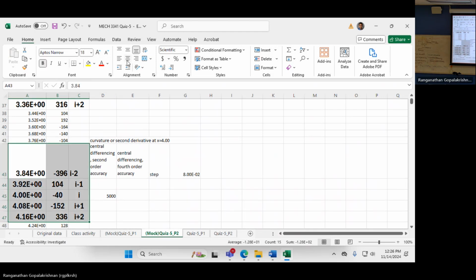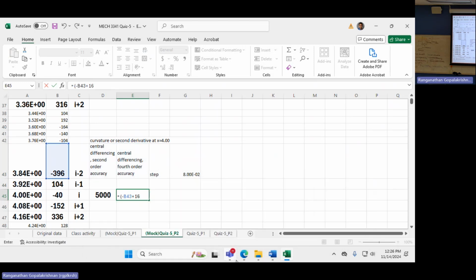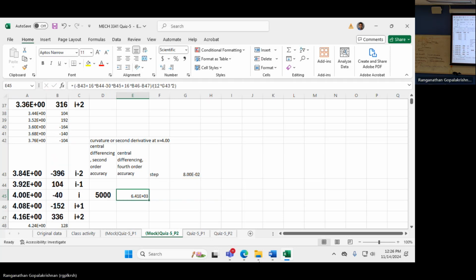I want to get the slope here using this updated formula, which I just have to punch in: minus fi minus 2 plus 16 times fi plus 1 minus 30 times fi plus 16 times fi minus 1, I'm sorry, I think I'm going backwards, but it wouldn't matter because the sign is still the same, minus 336 divided by 12 h squared. Look at this.